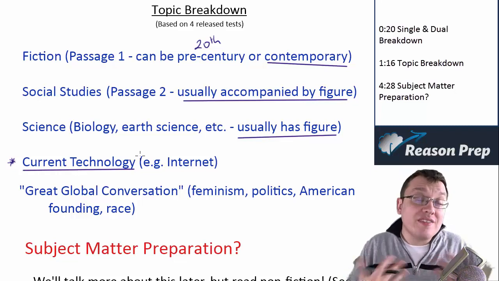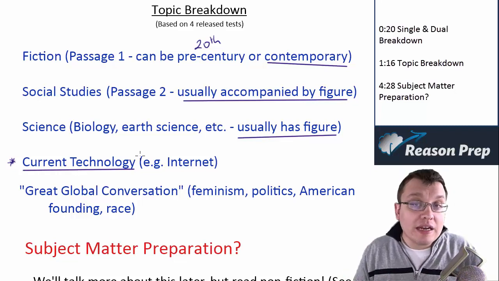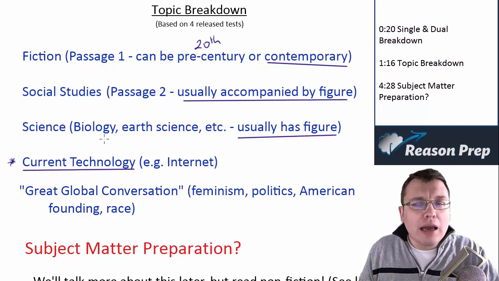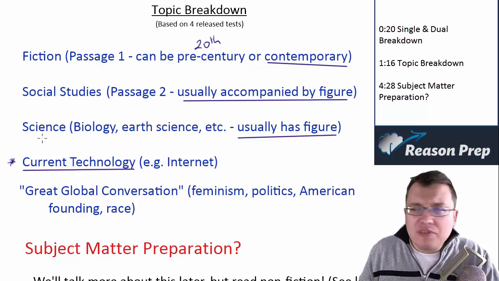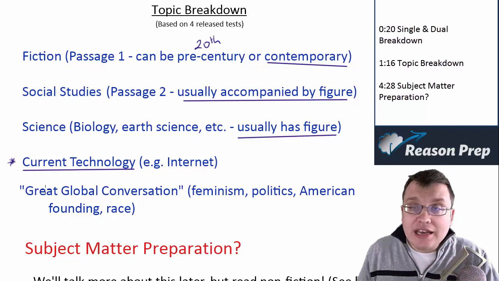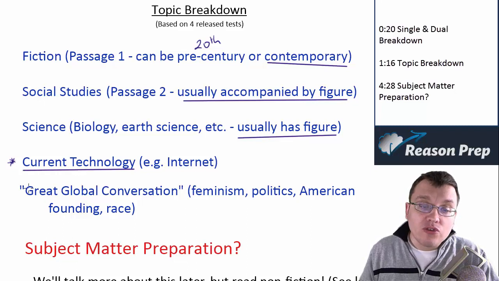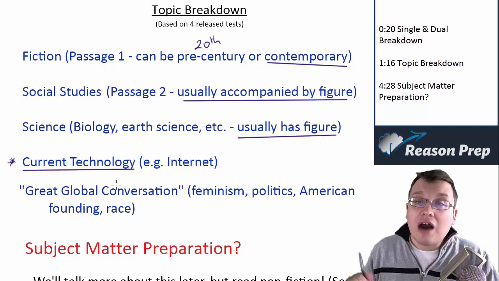So it's a bit more of a contemporary piece, perhaps a bit more relatable, and sometimes might have a figure, but depends on if the other science passage has a figure. The next passage, and again, not necessarily the last passage, but definitely one you'll see, is the Great Global Conversation passages.